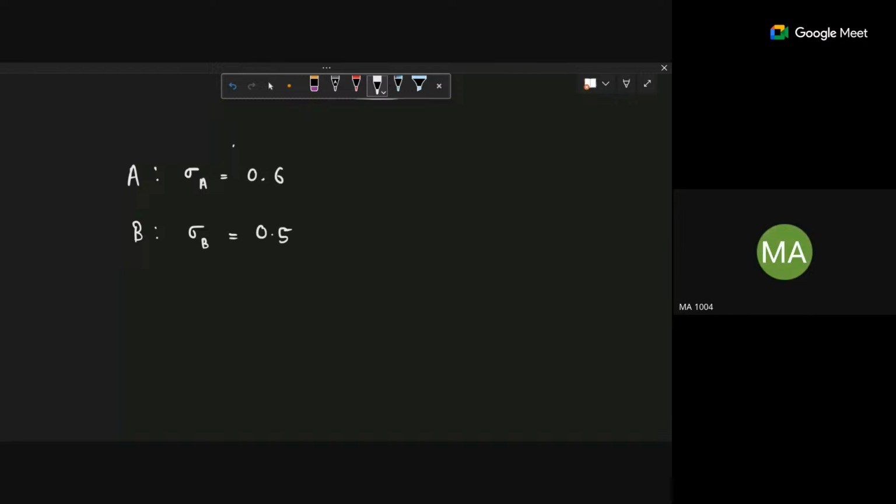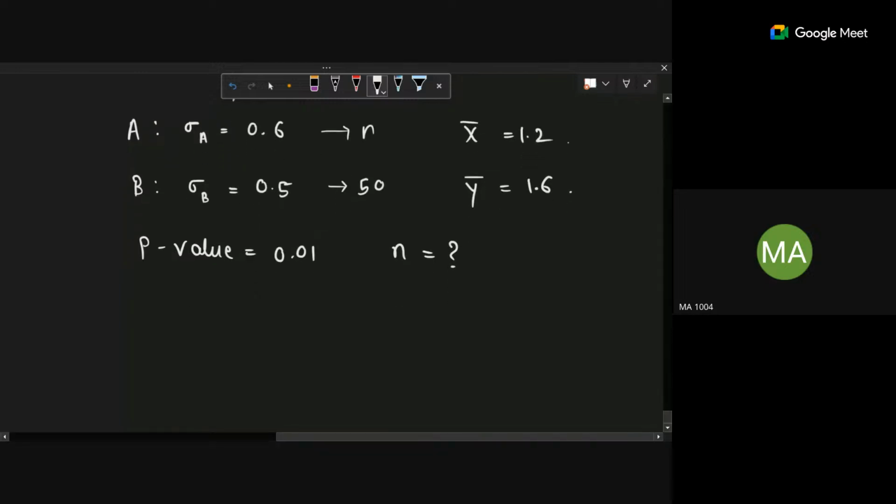So there are n samples for A and there are 50 samples for B, right? And what more information we have is mu A, or I will say the sample mean we know, right? Sample mean x bar, 1.2, and sample mean y bar, 1.6. And p value is also given to us as 0.01. Question is about what is n. So have you attempted this question?